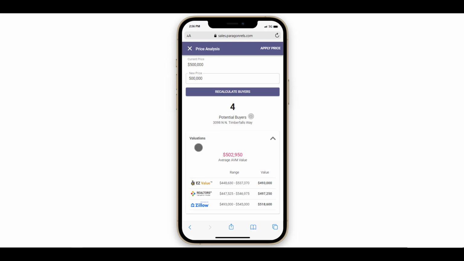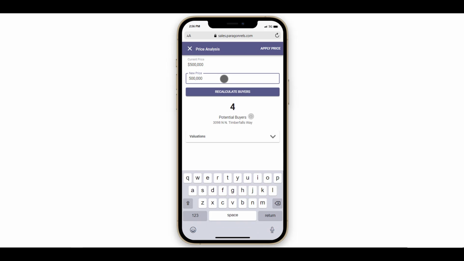But the main idea here is if you go in here and you say, hey, you know what? At $500,000, I have 4 potential buyers. What if I talk my buyers into dropping the price to, say, $10,000 less, right? So I'll go 490, I hit recalculate, and guess what? I only have 1 potential buyer at this price. Just to check, let's try 480. Again, only 1 potential buyer.